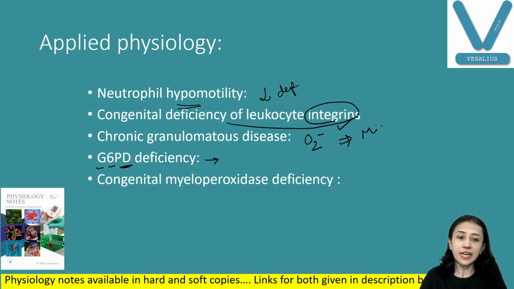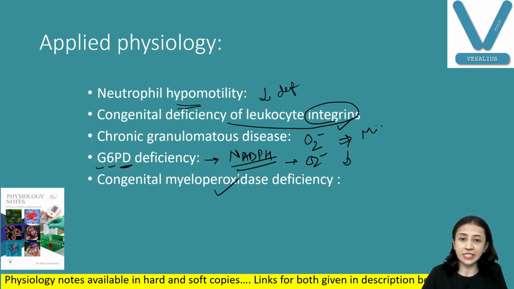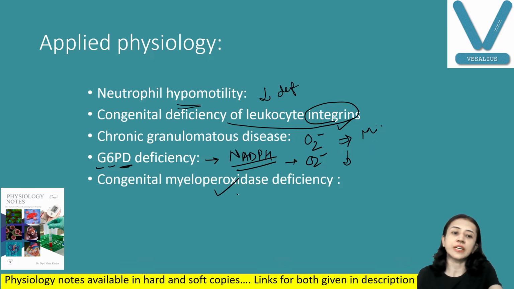There is deficiency of glucose 6 phosphate dehydrogenase, and when it is deficient, that also results in failure of generation of NADPH. And when NADPH is not there, superoxide formation is also reduced. Myeloperoxidase enzyme is also required for bactericidal action. If there is its deficiency, that also results in decrease in the bactericidal action.